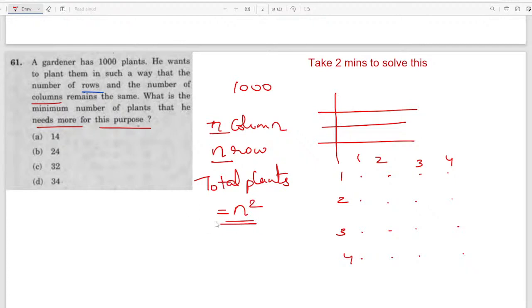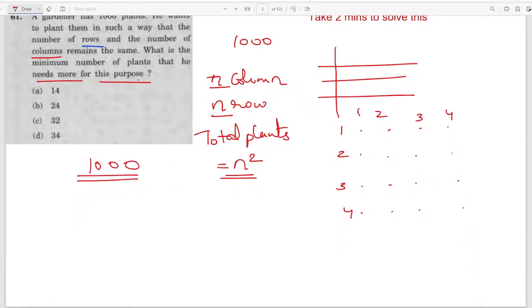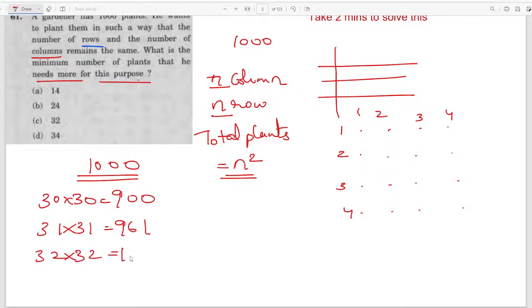But here, since 1,000 is not a perfect square, if we know that 30 into 30 gives us 900, the nearest number to 1,000 would be 31 into 31, which is 961, and 32 into 32 would give 1024.